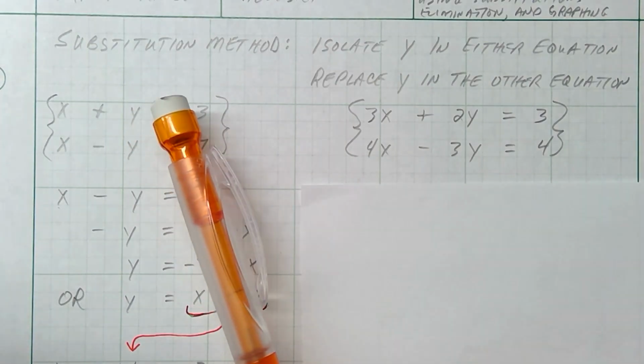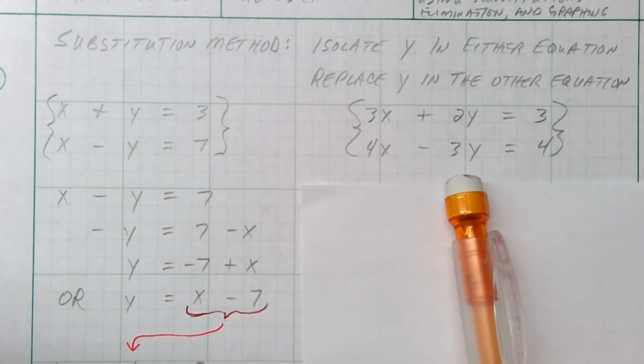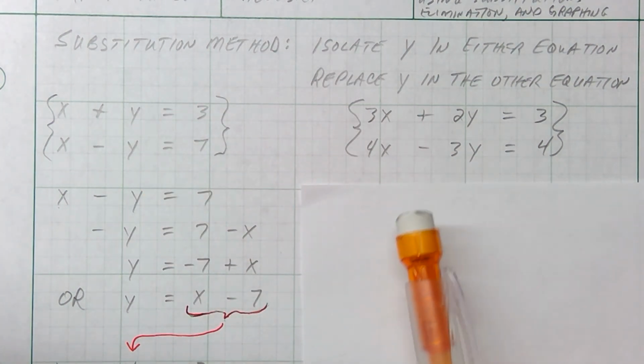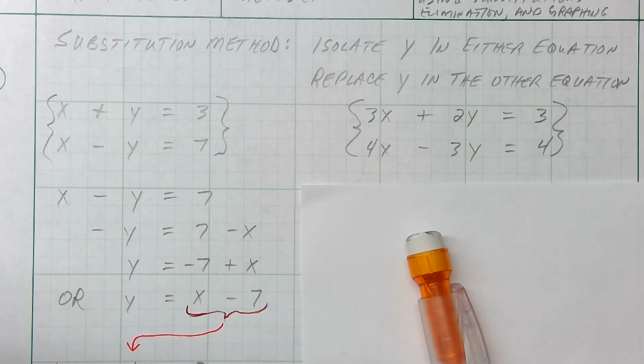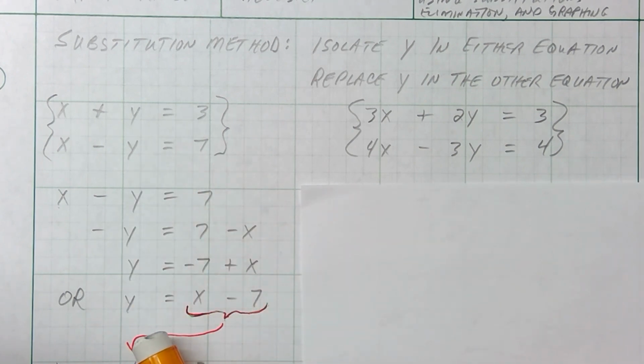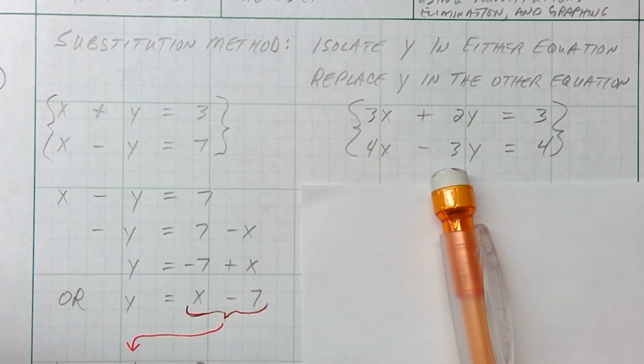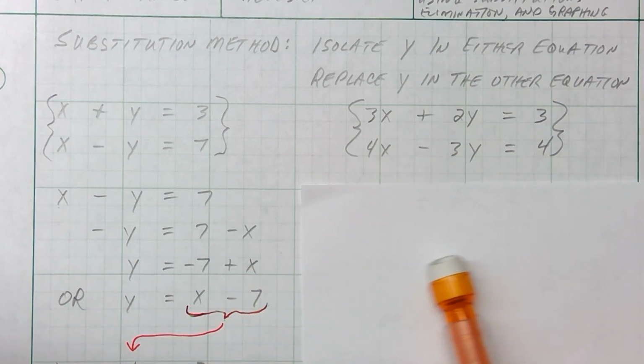I'm going to start by doing the substitution method. I'm going to solve both of these systems. All right. I've got this one covered up. We'll get back to it in a second. I just didn't want to overwhelm you. So I'm going to solve this one first, going down the left side of the page, and then I'll solve this one going down the right side of the page.